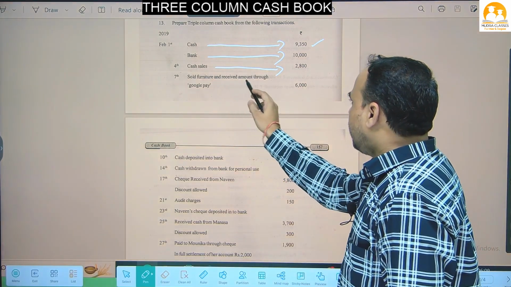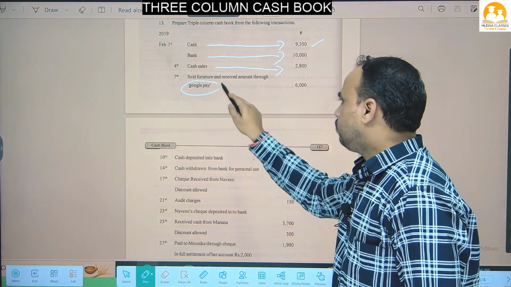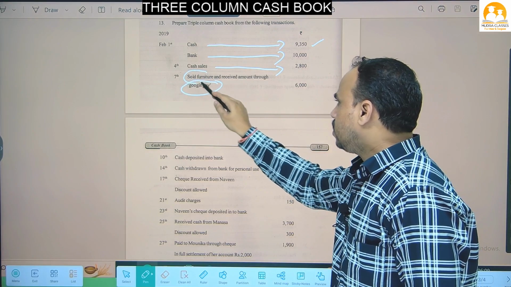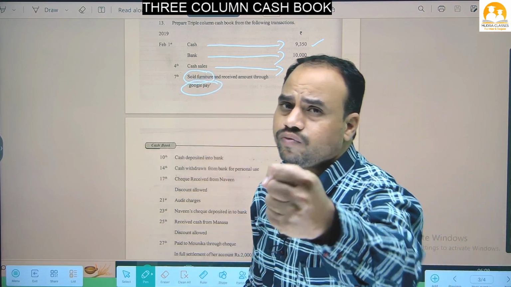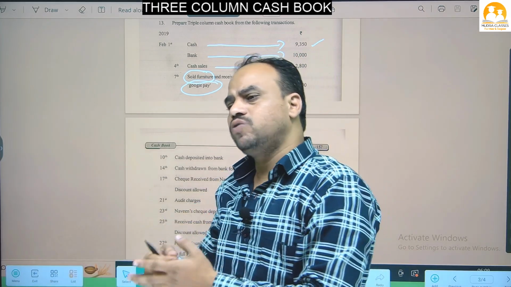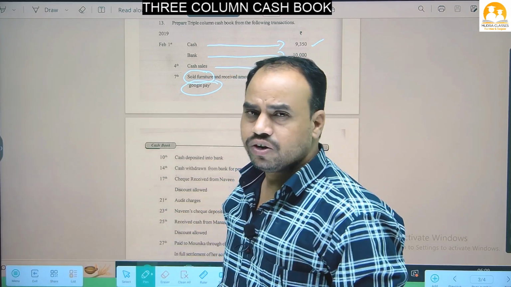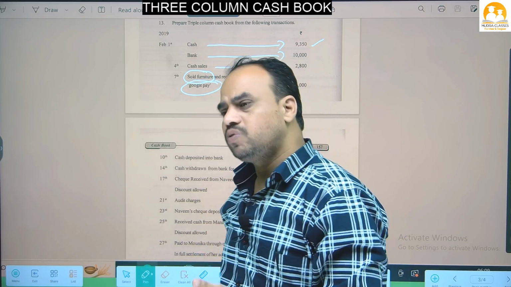Sold furniture and received amount through Google Pay. First of all you tell me what we done here. Sold furniture. When you sold furniture, in return we will receive cash or we will pay cash? When you sold furniture, in return we will receive cash.